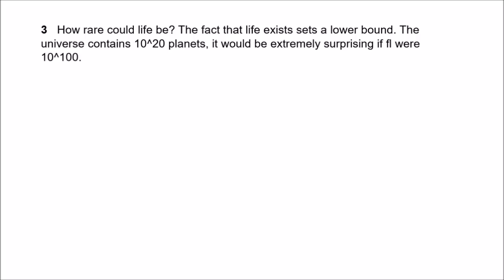Just for example, suppose the universe contains 10 to the power of 20 planets, but then it turns out the probability of life emerging on any given planet is 1 in 10 to the power of 100. Well, that would be very surprising, given that life did in fact arise here. We would expect, if the probability of the emergence of life were that low, that the universe should be completely barren. So the thought here is, even if rarity is correct, the fact that life exists sort of sets a kind of lower bound on a plausible probability of the emergence of life.